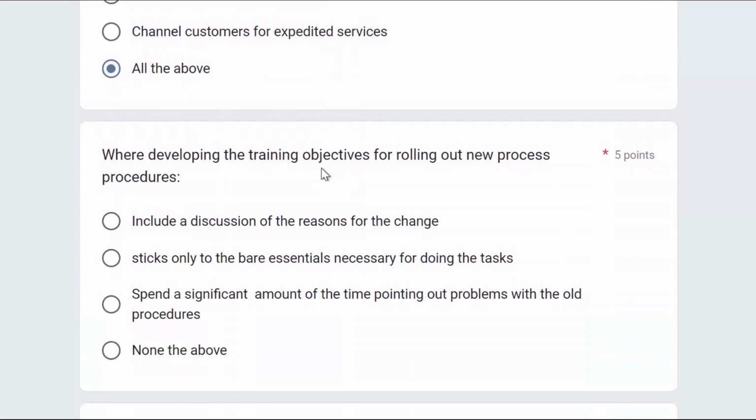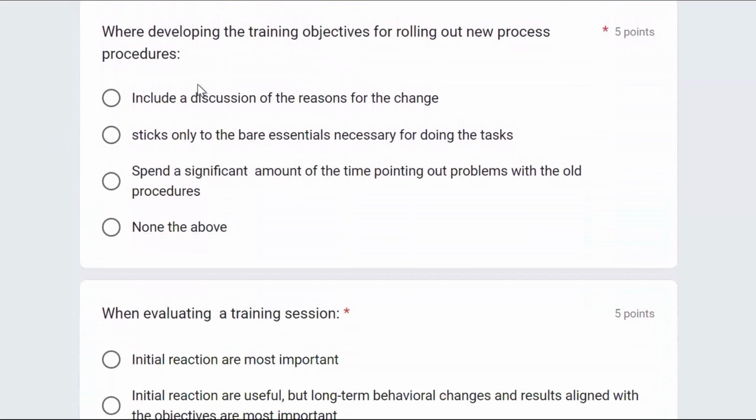Okay, moving to the next question. We're developing the training objective for rolling out a new process. What should we include? A discussion for the reason for the change, stick only to the bare essentials, like must-haves, spend a significant amount of time pointing out the problems with the old procedure, none of the above? The answer is include a discussion of the reason for the change, right?